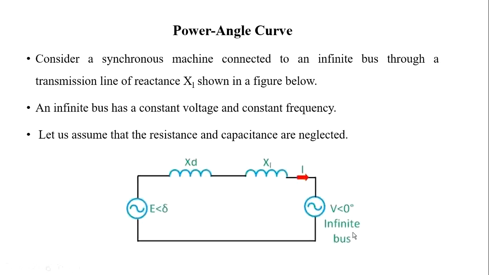So what is an infinite bus? An infinite bus has constant voltage and constant frequency even if any variation occurs in the system. Even if any disturbance occurs in the system, it will have constant voltage and constant frequency. Such a bus is called an infinite bus. So here a synchronous machine is connected to an infinite bus through a transmission line. The resistance and capacitance of the transmission line are neglected, so we are only considering the line reactance X1.